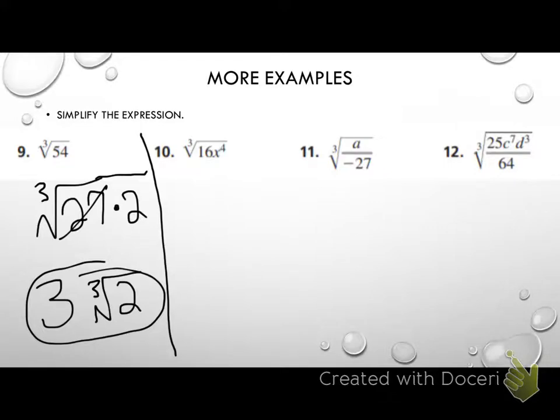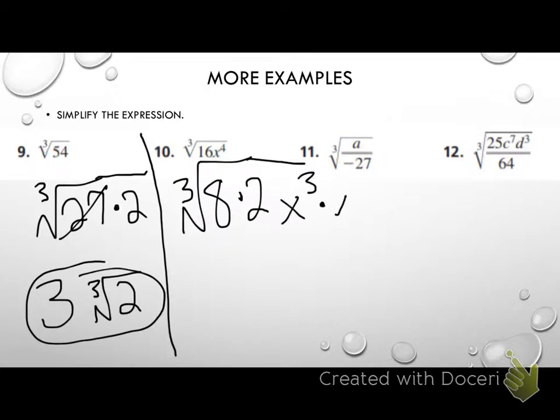Number 10, cube root of 16 x to the 4th. My biggest perfect cube that goes into 16 would be 8 in this case. And then 8 times 2 gives me 16. I also need to break x to the 4th down into something I can take the cube root of. So remember, I want an exponent that is a multiple of 3. So I can break x to the 4th down into x to the 3rd times x, because 3 is a multiple of 3.